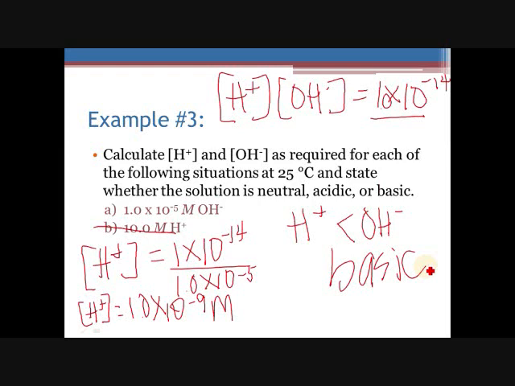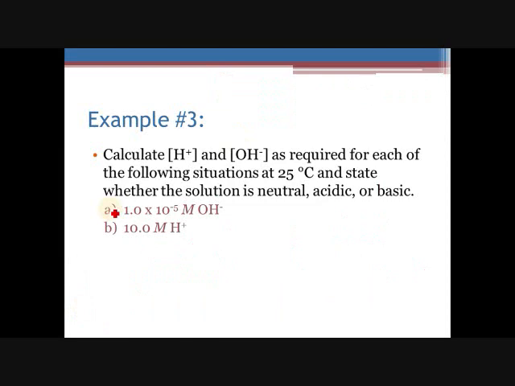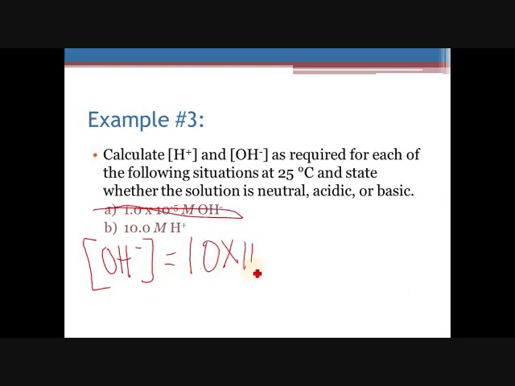Okay. Now hopefully you didn't write that big, so that you can do B now. For B, we're done with A. Again, using the equation, I'm going to need to find the OH this time because I'm given the H plus. So I need to take the Kw, the 1.0 times 10 to the negative 14, divided by the value given, which is 10.0. When we divide that out, we get that the OH minus is 1 times 10 to the negative 15 molar.